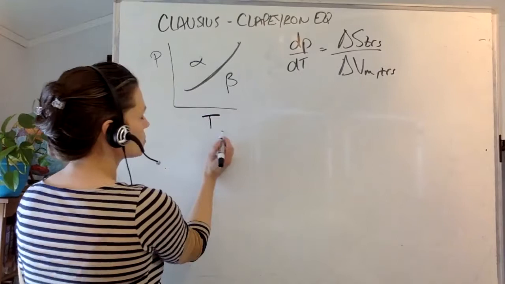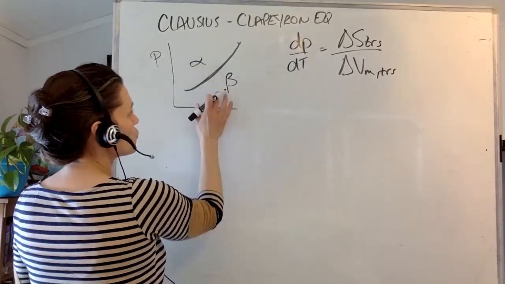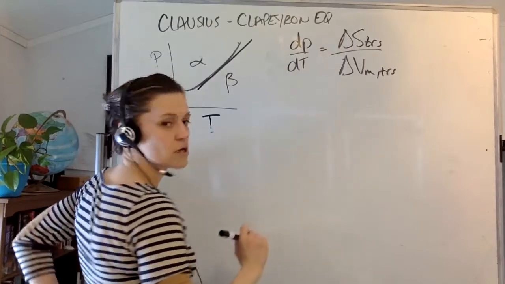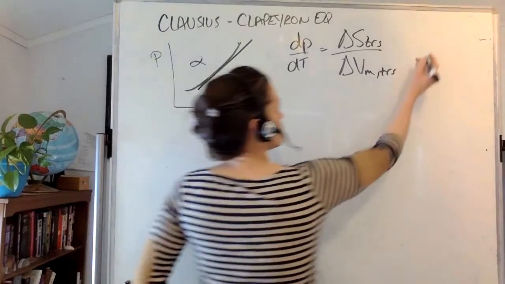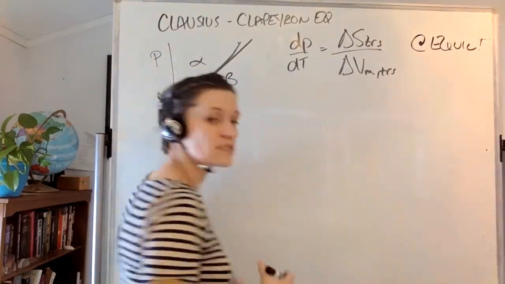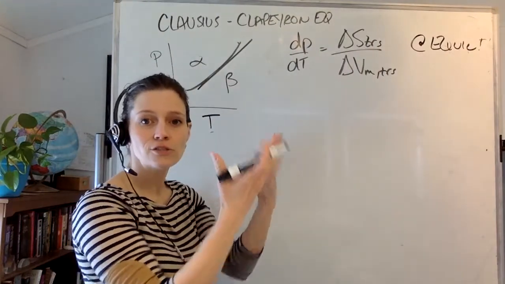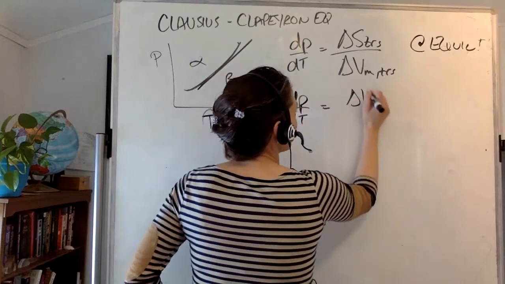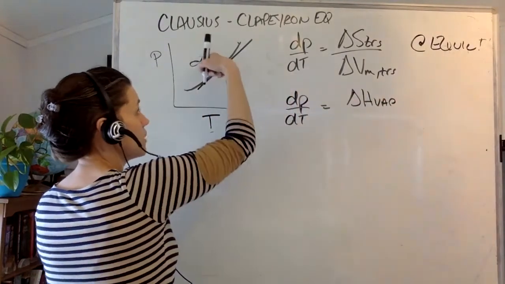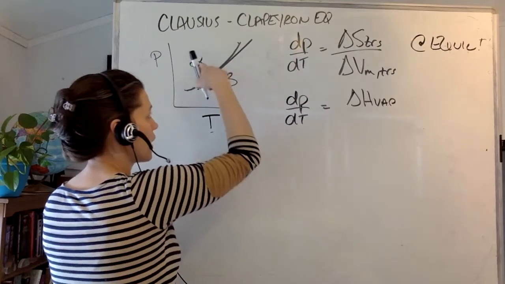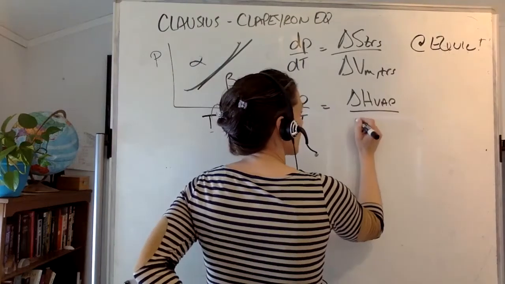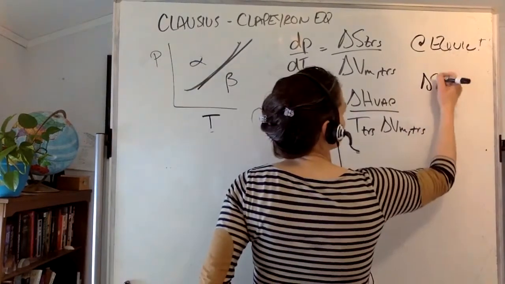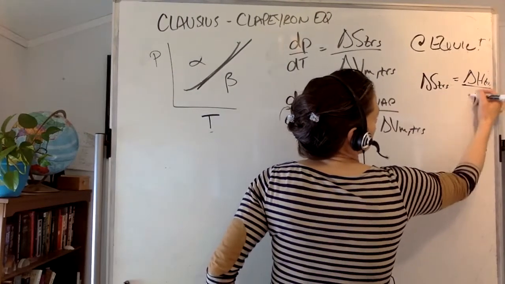If we have a pressure versus temperature plot, sorry, I should have written temperature there before, a pressure versus temperature plot between two phases, this line would then represent the slope, dP/dT, is delta S transition over the change in the volume, or the molar volume. But we know at equilibrium, when delta G is equal to zero, delta S transition is equal to delta H transition divided by the temperature of the transition. So this means that dP/dT is equal to delta H vaporization, if alpha is a liquid and beta is a vapor, divided by T transition times delta Vm of transition. Just delta S trans is equal to delta H trans divided by T transition.